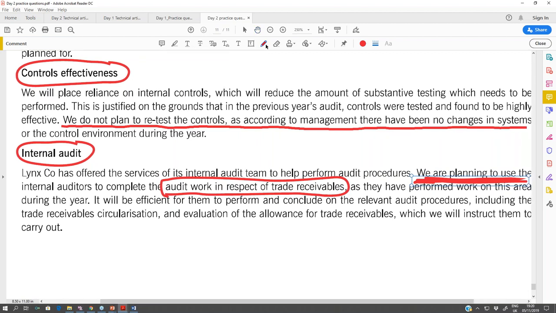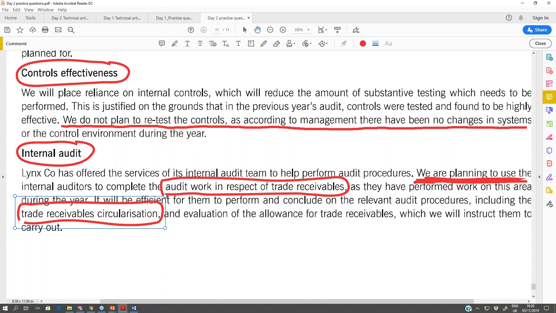Who sends the confirmation letter? Can we trust the internal auditor to send the confirmation letters to the trade receivables? Is it not the fundamental responsibility of the external auditor to send the confirmation letters to the third parties? Do you all believe that's a big problem here? See, we are trusting the internal auditor so much that we are even telling the internal auditor that you can even circularize the confirmations on our behalf.